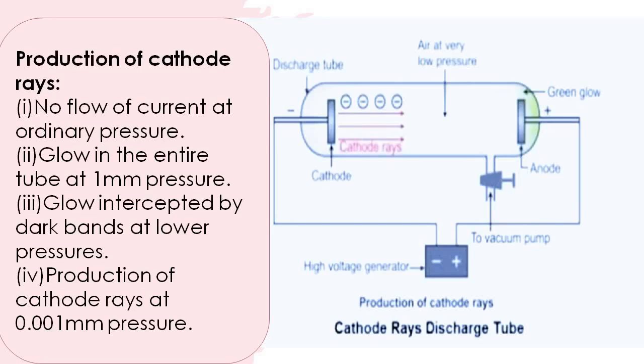The plate which is connected to negative terminal of the source is called cathode, whereas the plate which is connected to positive terminal of source is called anode.